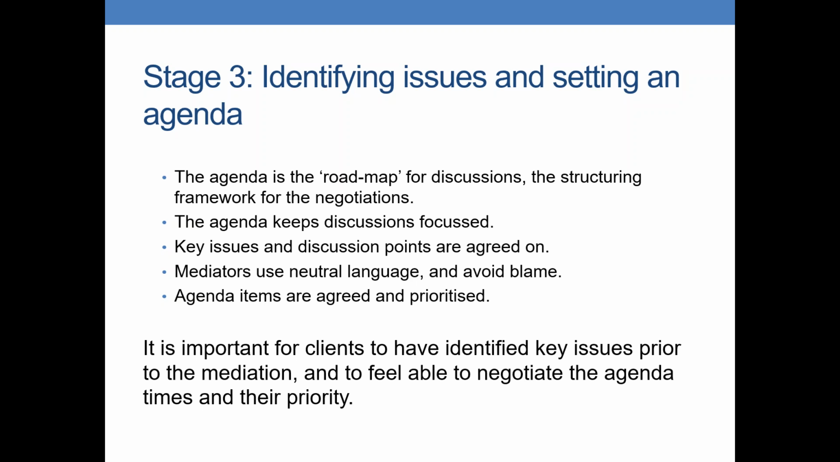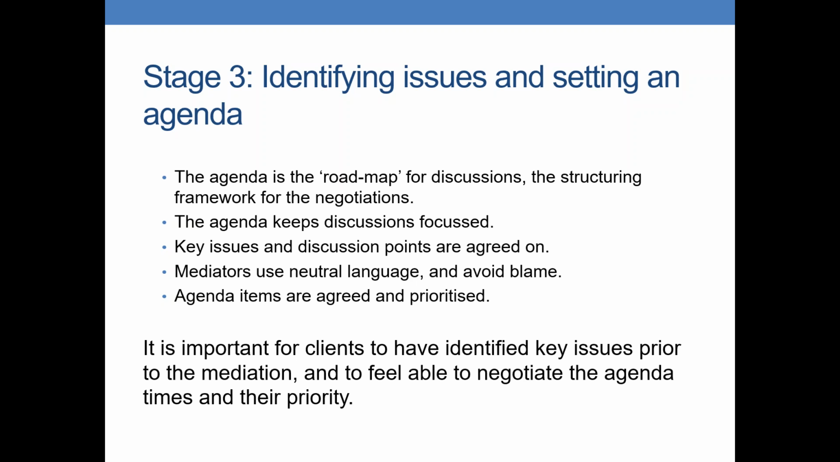Generally in FDR, the agendas are fairly consistent. They tend to be: who will the children live with, who will the children spend time with, communication between the parents and things like that. But they could be more specific, like what school will the children attend, or those sorts of issues as well.